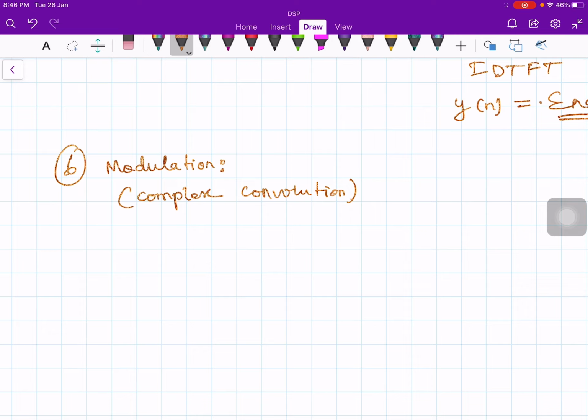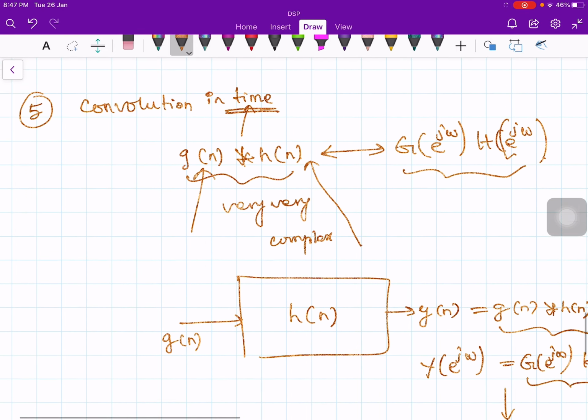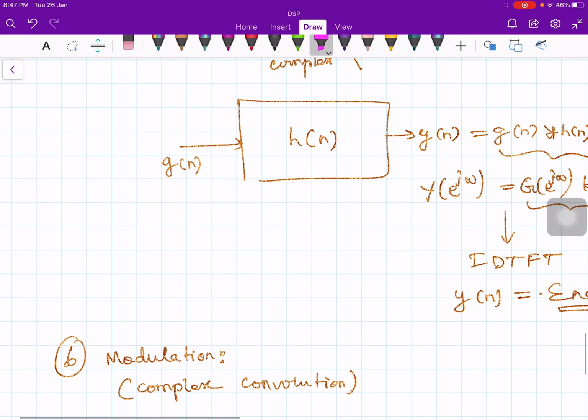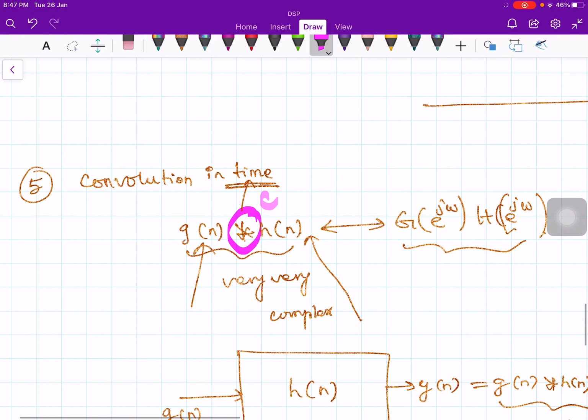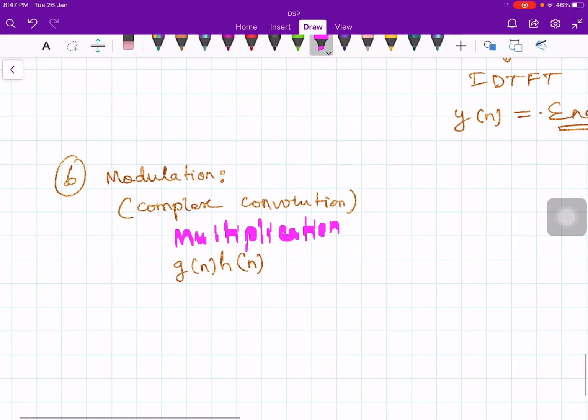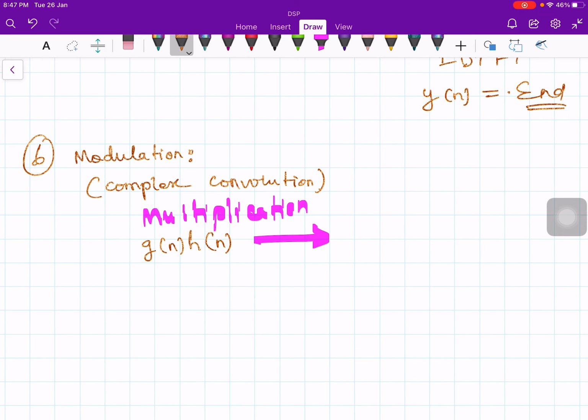So this property says that two sequences are multiplied in the time domain. Instead of convolution in the time domain, you are going to multiply the two sequences g of n multiplied with h of n. In the previous case, we had a convolution operation in the time domain and multiplication in the frequency domain. They are one to one, right? So this is a dual. Now the dual of this is multiplication in the time domain, which in the frequency domain becomes convolution. So G of e to the j omega convolved with H of e to the j omega. Simply you can call it convolution, right?